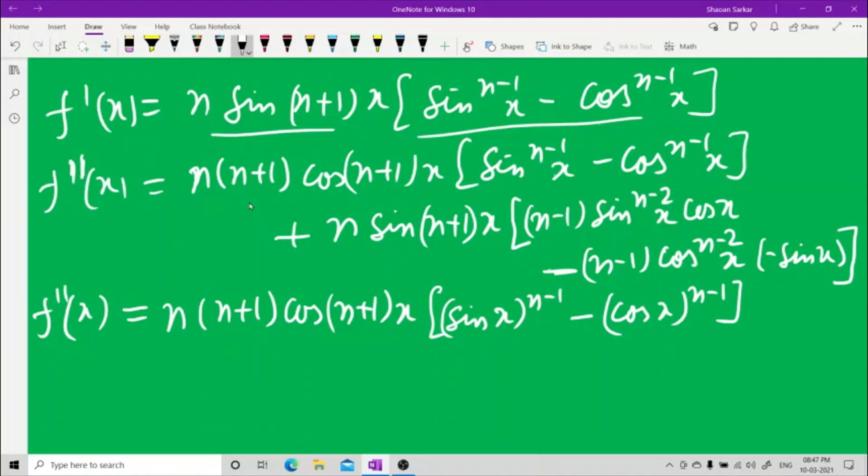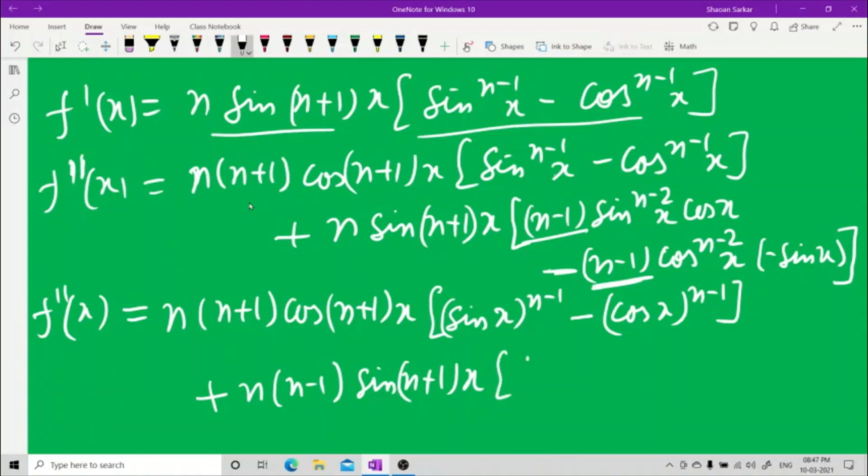Now this is a minus and this is a plus, so plus n into (n minus 1). Take n minus 1 common out, sine to the power n plus 1 x. Then you take sine x whole power n minus 2, from here cos x. This minus and this minus makes it plus: cos x whole power n minus 2 sine x, n minus 2 sine x.